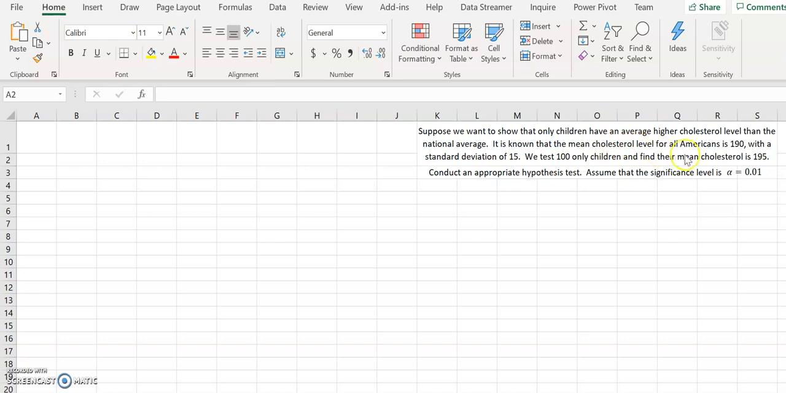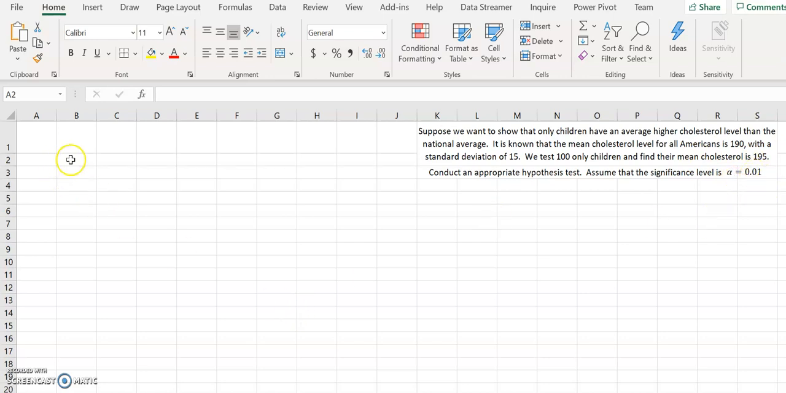It's known that the mean cholesterol level for all Americans is 190 with a standard deviation of 15. Now notice that this is the mean cholesterol level for all Americans, and the 15 is the population standard deviation. We test 100 children and find their mean cholesterol is 195. So we want to conduct a hypothesis test using alpha equals 0.01.